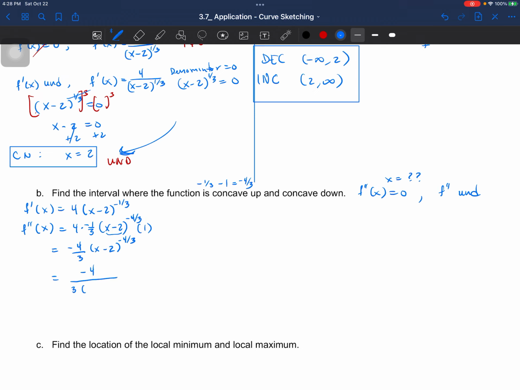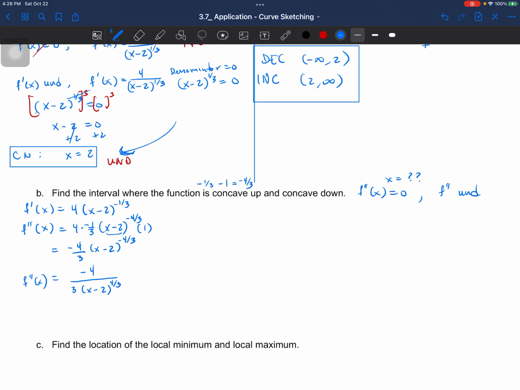And because this has a negative power, why don't we move this factor down, right? So we have negative 4 in the numerator, and in the denominator we have the 3 multiplied by x minus 2 to the positive 4/3, right?